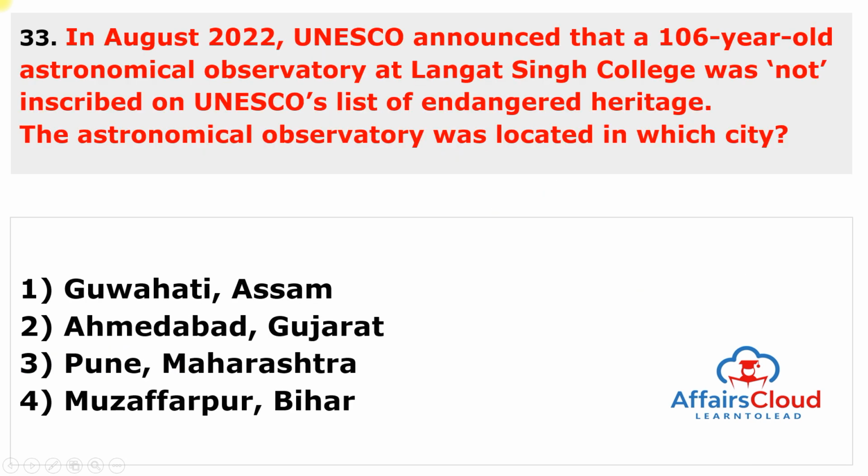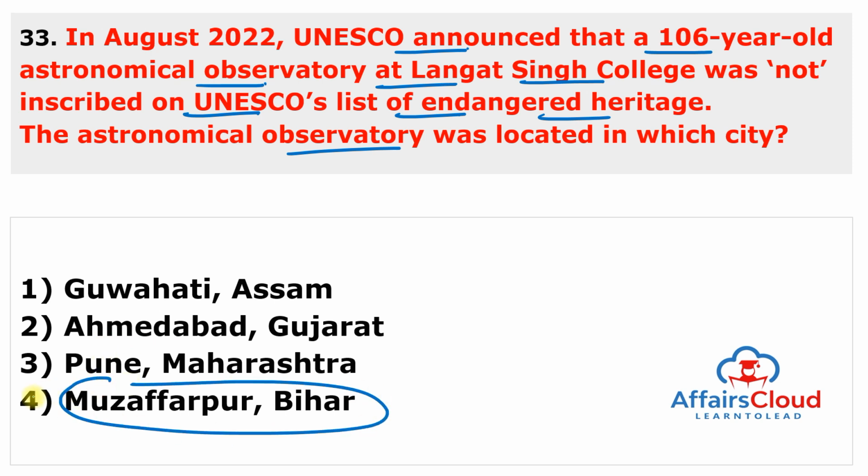Moving to next question. In August 2022, UNESCO announced that a 106 years old astronomical observatory at Langat Singh College was not inscribed on the UNESCO list of endangered heritage. The astronomical observatory was located in which city? This is located in Muzaffarpur, Bihar. So answer of this question is 4.